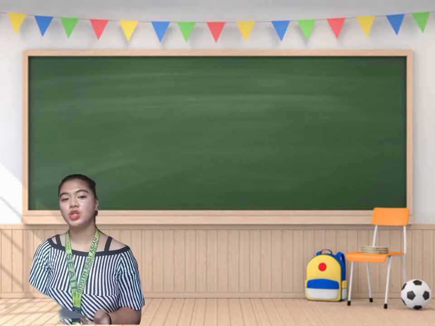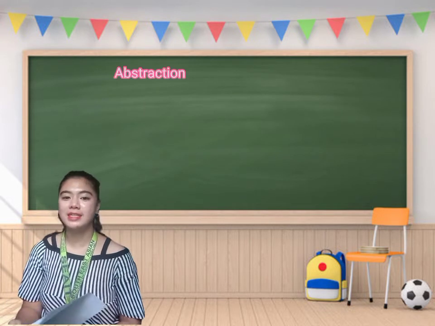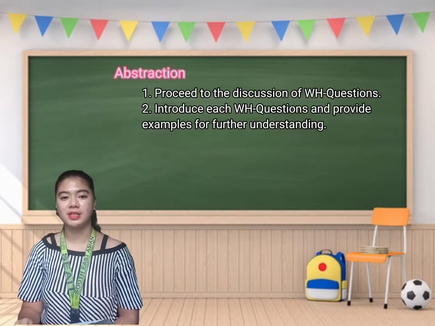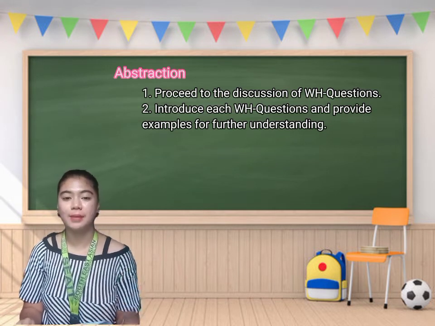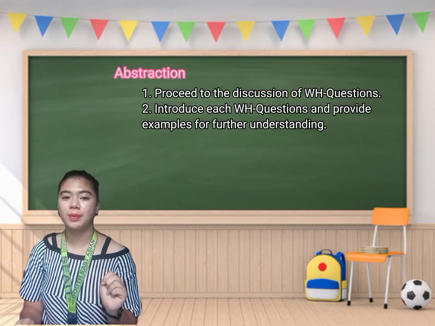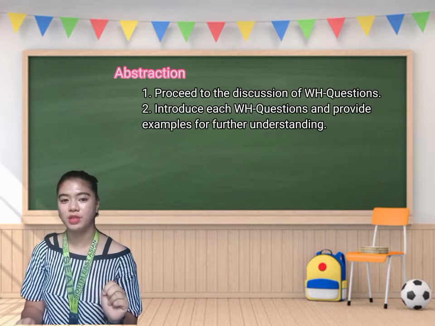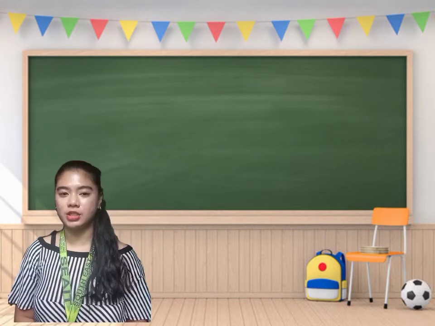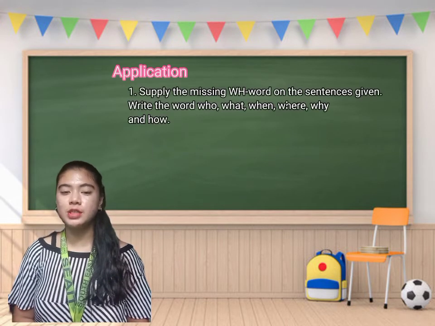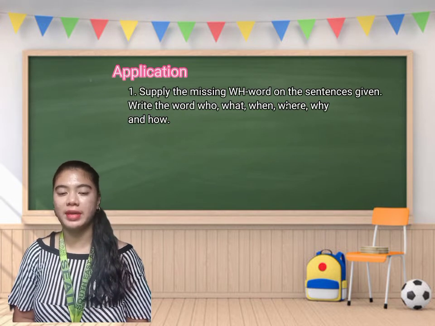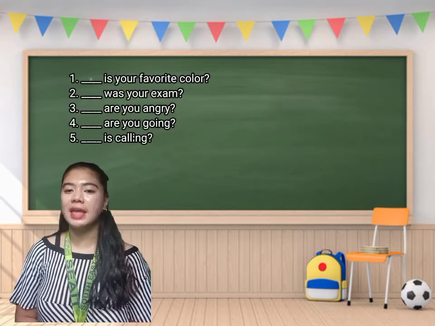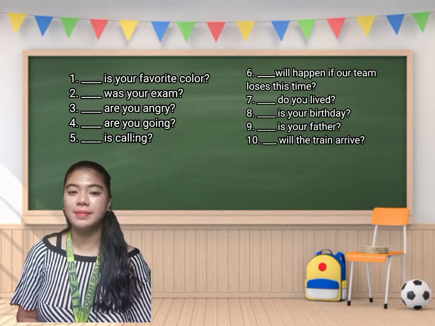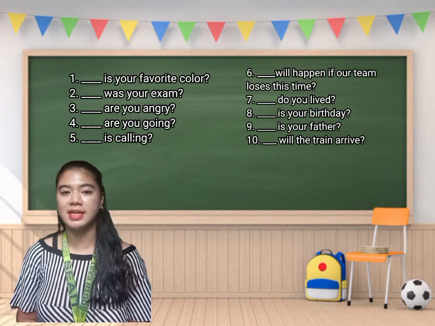Next is the abstraction. Number 1, proceed to the discussion of WH questions. Back to the discussion about the WH questions. Number 2, introduce each WH question and provide examples for further understanding. After the abstraction is the application. The teacher will give students a short quiz to evaluate their learning. I have here 10 applications in which students will supply the missing WH word on the sentences given.